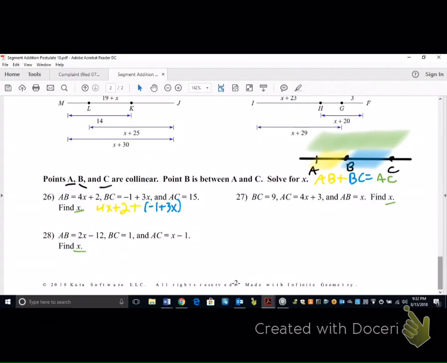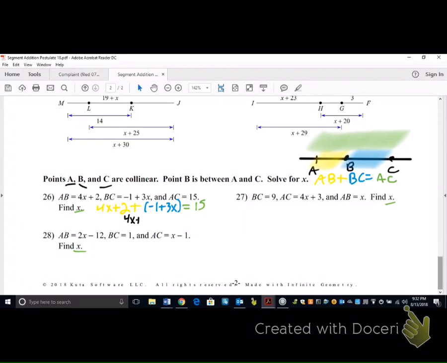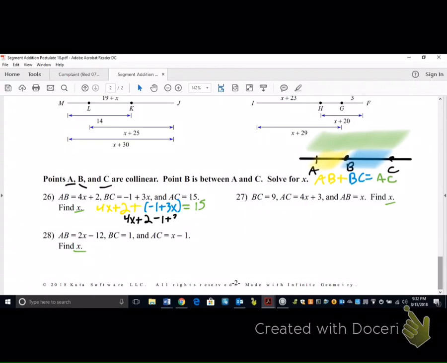So we have yellow plus blue, and they're going to equal green, which is 15. So 4x plus 2 minus 1 plus 3x equals 15. Notice that I'm rewriting them, using the commutative property of addition to move everything around. So we end up with 7x plus 1 equals 15. Subtract 1 from both sides, and we get 7x equals 14. Divide by 7, and we get x equals 2. And that's it.